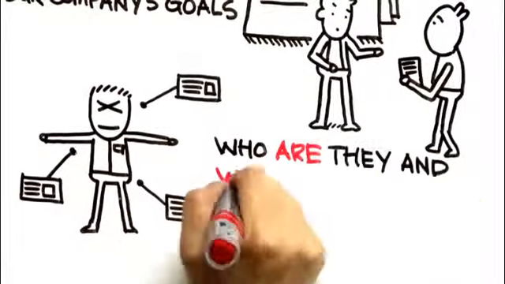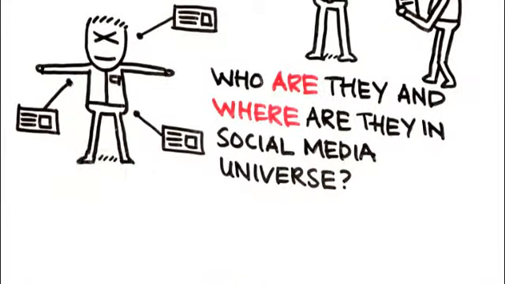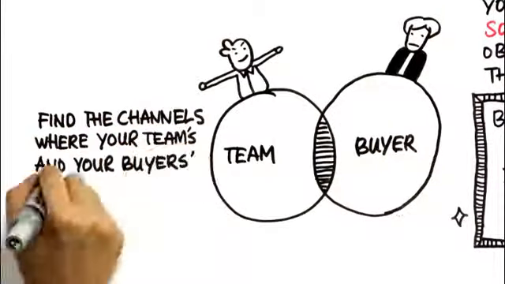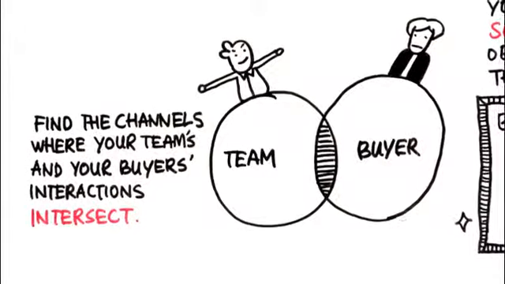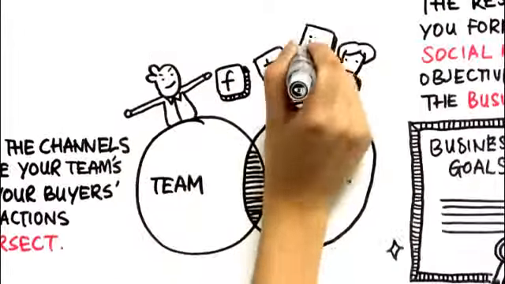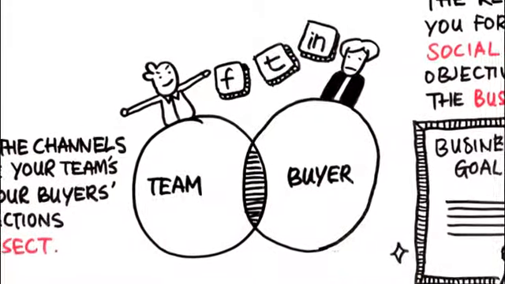The next step is to map your buyers' personae. Who are they and where are they in the social media universe? Find the channels where your teams and your buyers' interactions intersect. Then determine which social media channels will work best in reaching out to them.